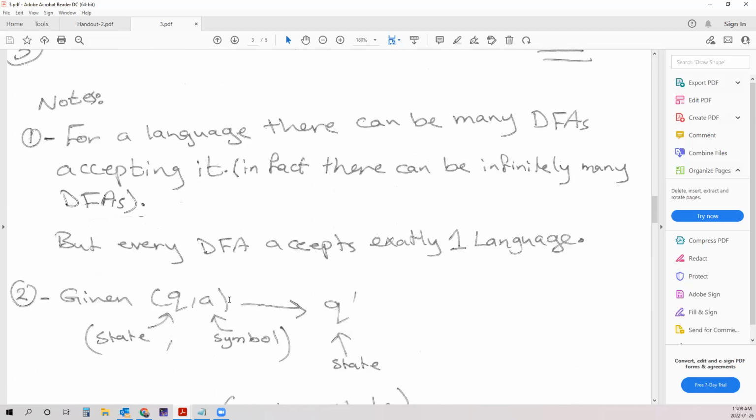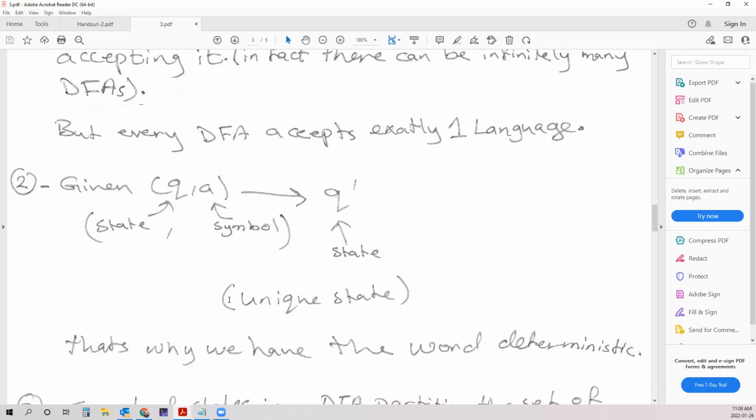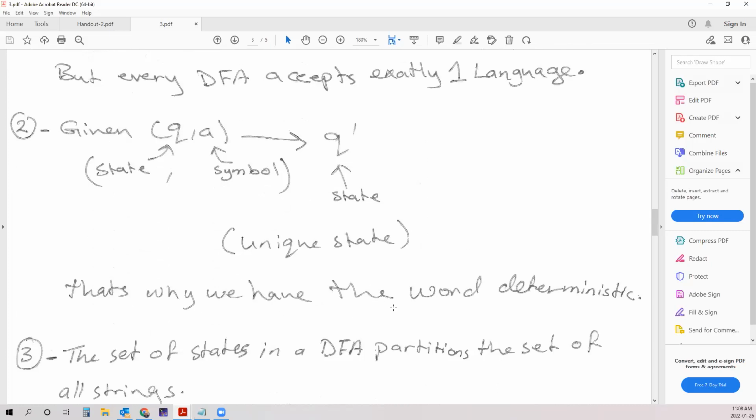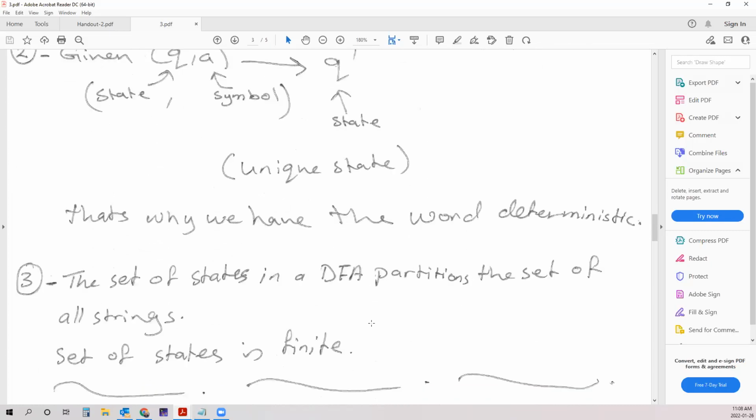Notes. For a language, there can be many DFAs accepting it. In fact, there can be infinitely many DFAs, but every DFA accepts exactly one language. Given a state Q and a symbol A, I end with a Q prime, which is a unique state that will lead me to that state if I receive that symbol. That is why we have the word deterministic. The set of states in a DFA partitions the set of all strings. The set of states is finite.